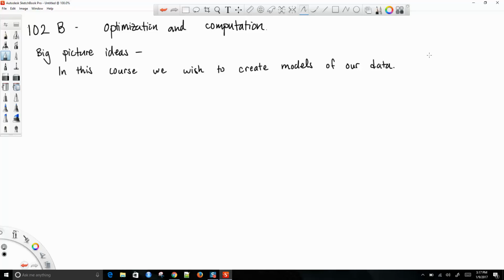So we want to create models of our data, and there's an old quote that all models are wrong, but some are useful. That's the idea we're getting at. We're never going to figure out the exact process from which our data comes. However, we might be able to create some kind of overarching model that will get us at least in the target range that we want. So we wish to create models of our data, and there are different ways to do that. A few.